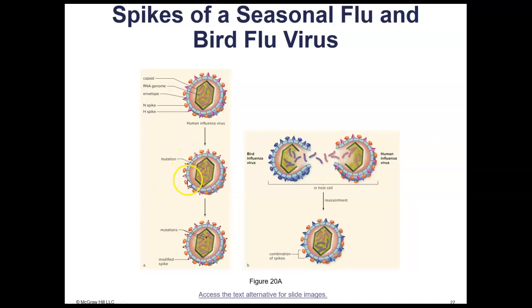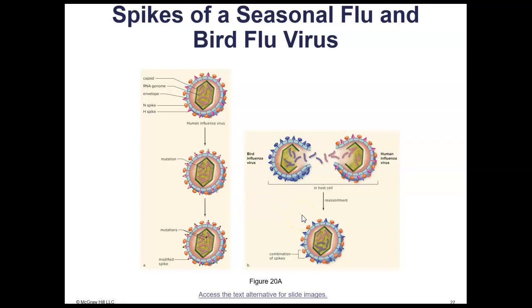And what mutates is actually these spikes, called N spikes or H spikes. It is the N and the H spikes that will mutate. And here you can see the H spikes have mutated. So when the spikes mutate, you have to develop a new vaccine for the mutated form of the flu.